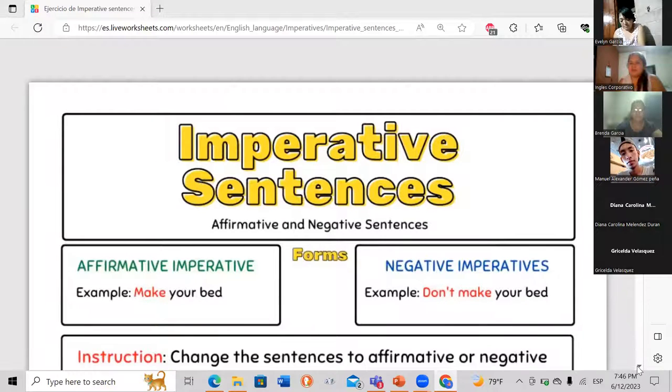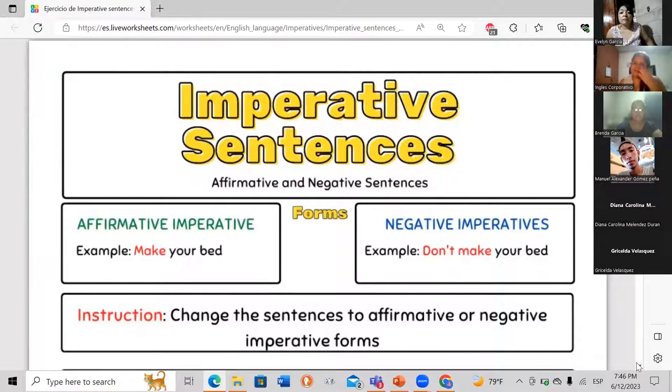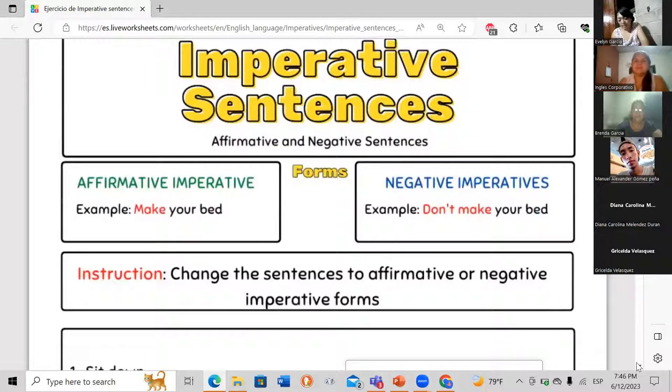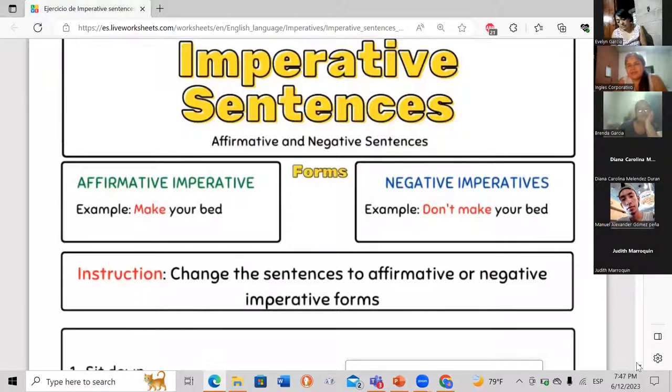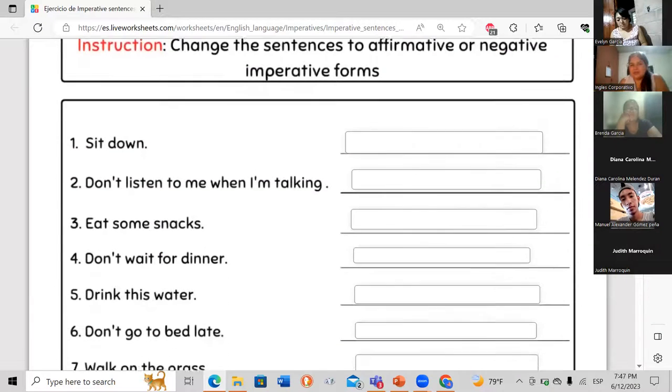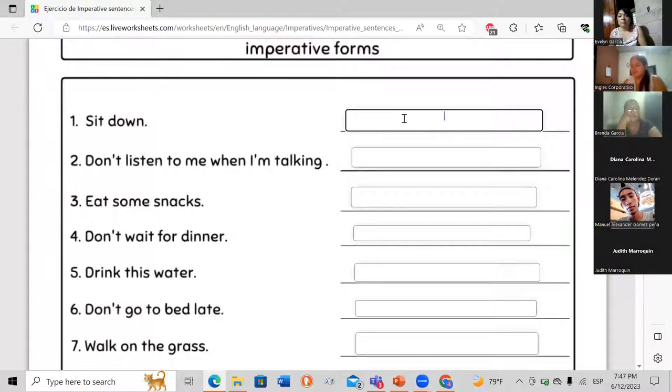Okay, very good. So, imperative sentences, affirmative and negative sentences. Les decía que se pueden tener affirmative and negative imperatives. For example, affirmative will be make your bed. Okay, arregla tu cama, make your bed. Negative is don't make your bed. Okay, don't do it. That is a negative. Okay, change. Now we're going to change the sentences to affirmative or negative imperative forms. Estas son como frases que nosotros decimos.